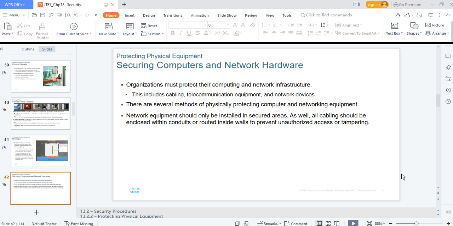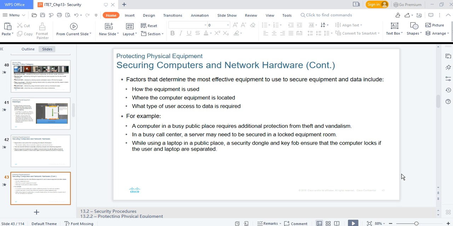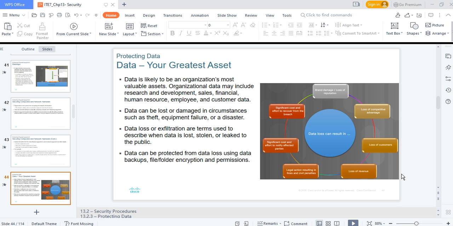Okay, man traps, you have cabling, and your data is your greatest asset. So we normally see this on the network, on the data. If your data is stolen, if your data is compromised, it can lead to so many things.